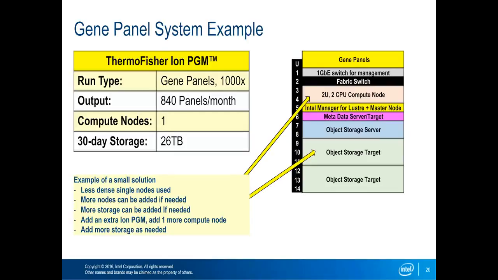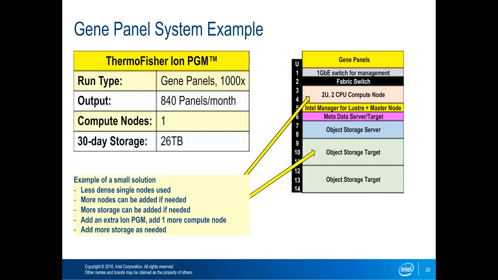let's just look at the Thermo Fisher I and PGM. So it does 840 panels a month. And using those prior numbers, it really only takes one compute node, and we'll need 26 terabytes of storage for that particular 30 days. And you could do that with one, as seen here, one node. And if you use Lustre, then you have the metadata server, you have the object storage server, and then your actual storage targets, which is part of the Lustre configuration.